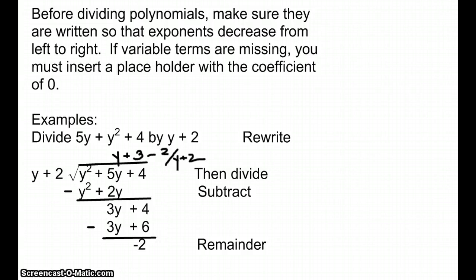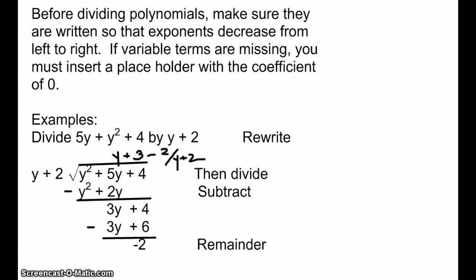The first one is y plus 2, and then you have y squared plus 5y plus 4. You see how those exponents decrease from highest to lowest. That's the only way to do this. Then you do the long division the way we've done it in every other example.